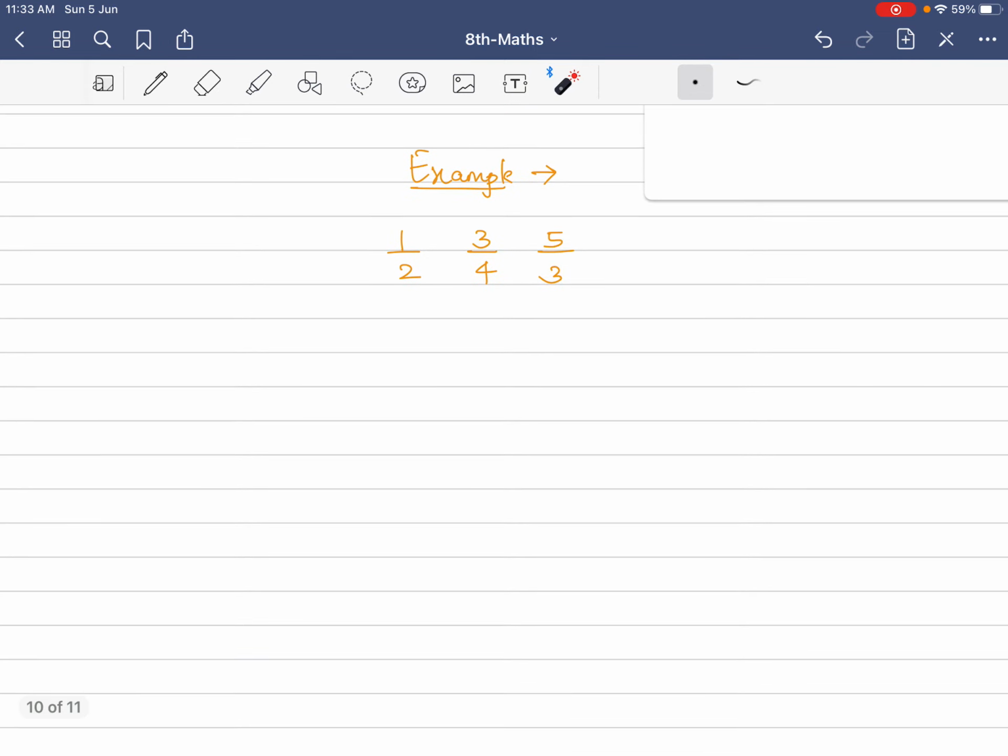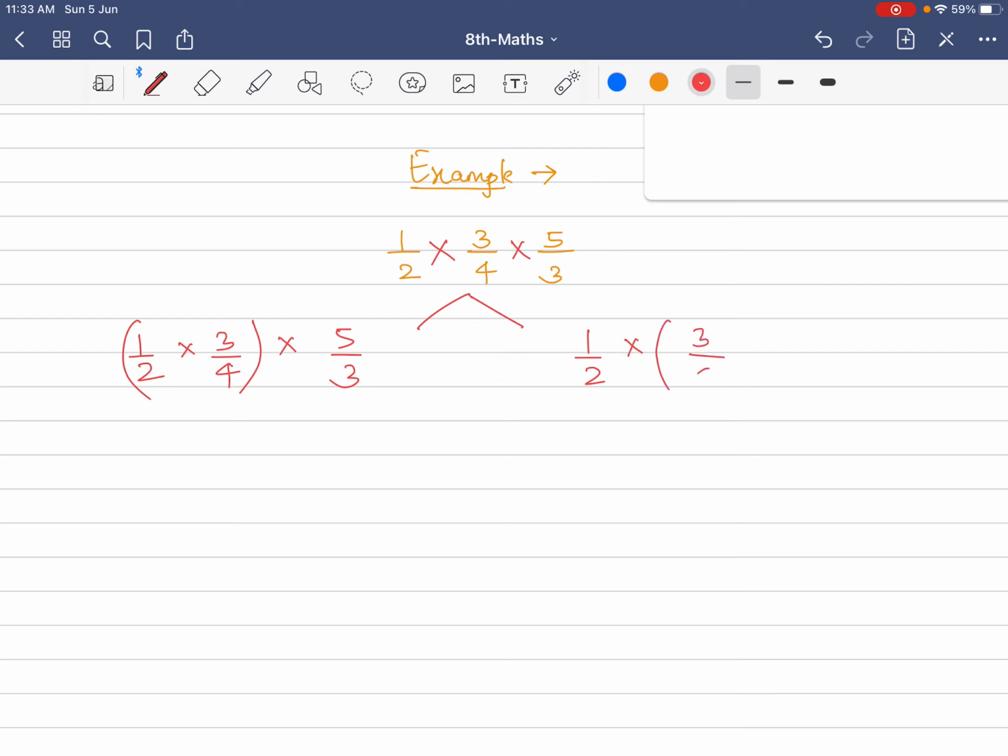So our operation is multiplication. Let me first insert the operation of multiplication in these three. Now again, there are two ways to solve this. I can associate 1 by 2 and 3 by 4 first, and then I will do 5 by 3, or I can do 1 by 2 into, I will do 3 by 4 into 5 by 3 first, and this is how I'm going to associate them.